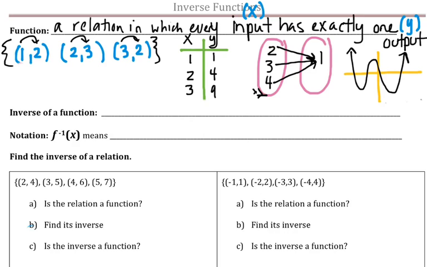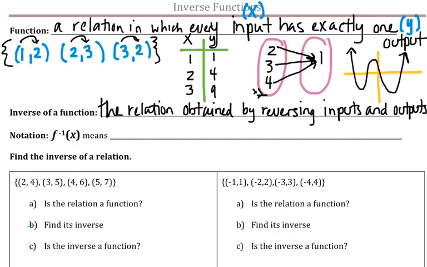So next blank. The inverse of a function. That's what our lesson is really about today. The inverse of a function is a relation obtained by reversing inputs and outputs. Go ahead and turn that off for just now, please. Relation obtained by reversing the inputs and outputs. So everything we saw up there in that empty space, we're switching the order.